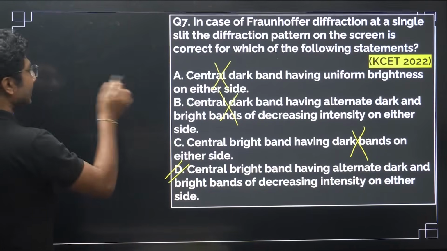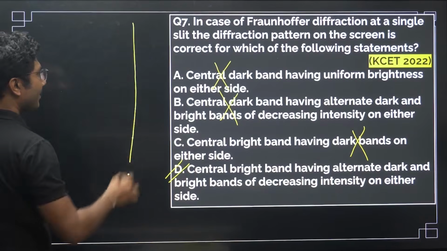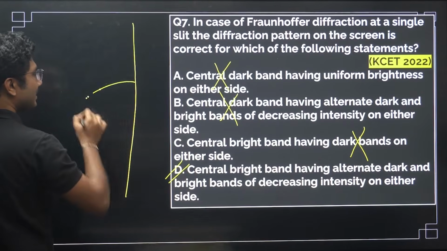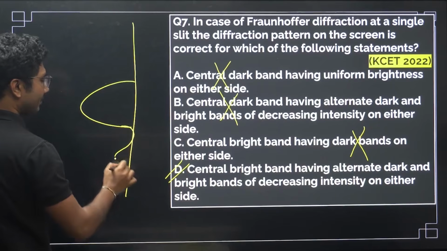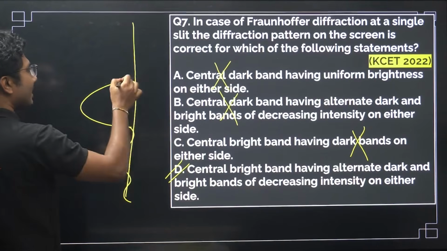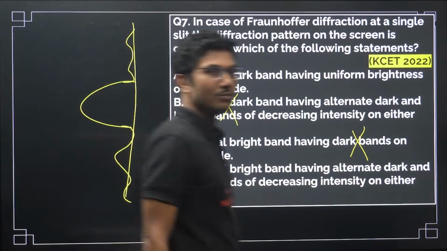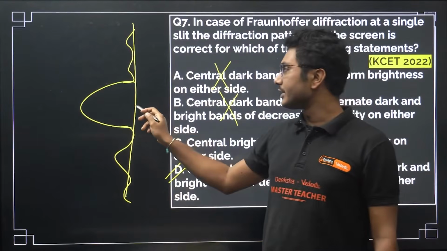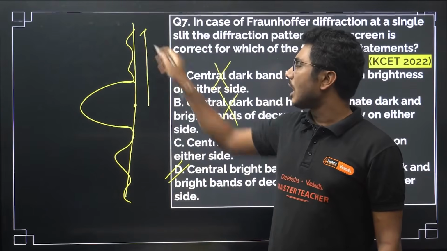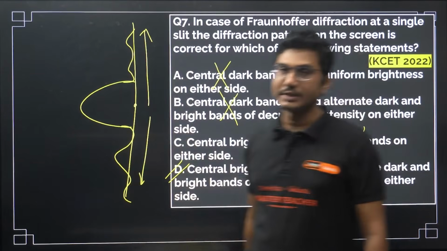So we have seen that in case of diffraction, we get a central maxima and then we get a dark, then bright, dark, bright, like that, right? Not only that, but intensity decreases as you move away from the center. So this is the center, and as you move up or down, the intensity decreases.